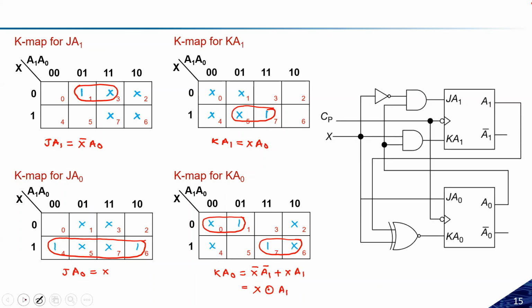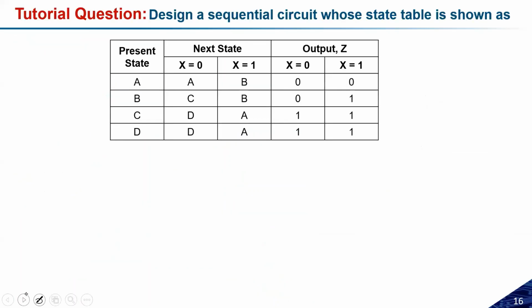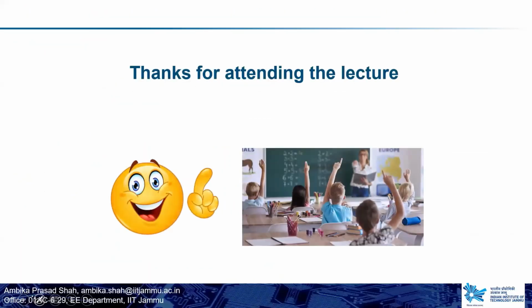Now, based on this one, I have JA1, KA1, JA0, KA0, whatever expressions I have, I just need to connect all the things. Here I need one AND gate, here I need one AND gate, here I do not need anything, here I need one XNOR gate, and after connecting all these things, I will get the actual circuit for this purpose. So this is all about how we can design it. This is the tutorial question on this one, and that's it all about sequential circuit design.